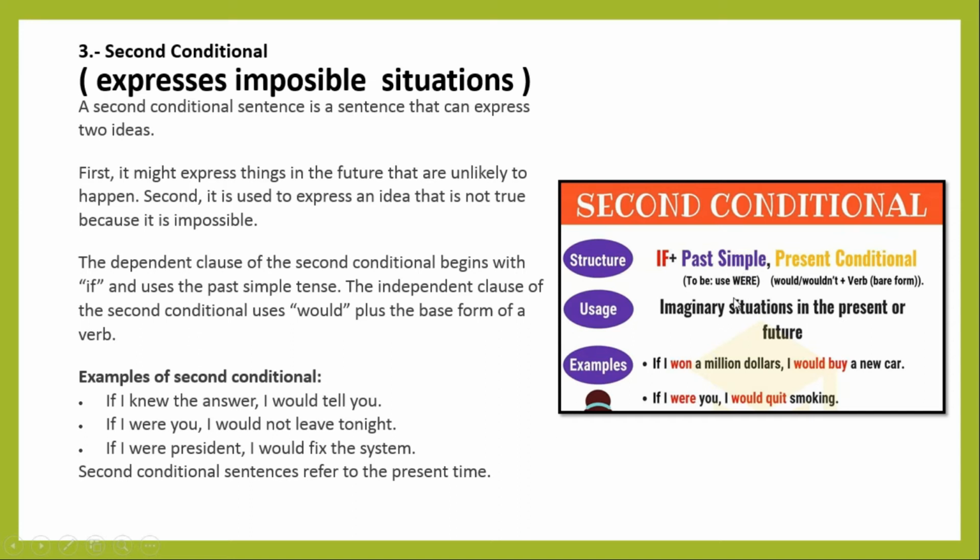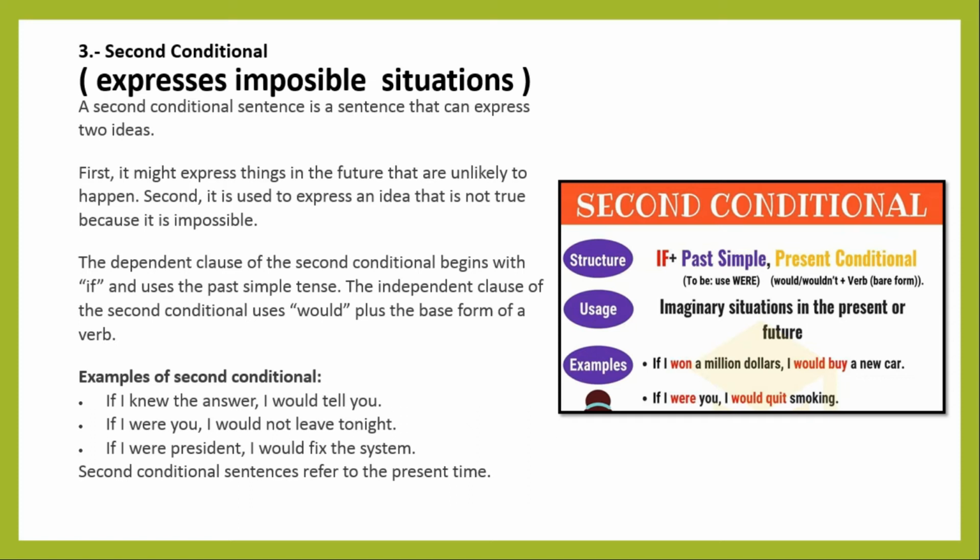For example, I need the past simple. Which is the past simple? Was or were? But in this case, we are going to use only were, which is the most common. I am going to make the exceptions afterwards, but let's learn this the very basic way. If plus past simple, present conditional. So what is a present conditional? Present conditional is would, wouldn't, plus the verb in its base form.